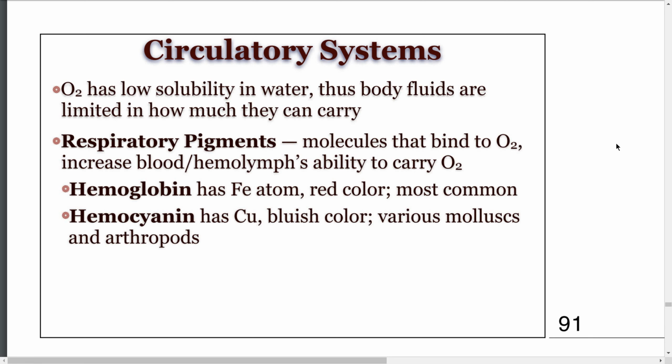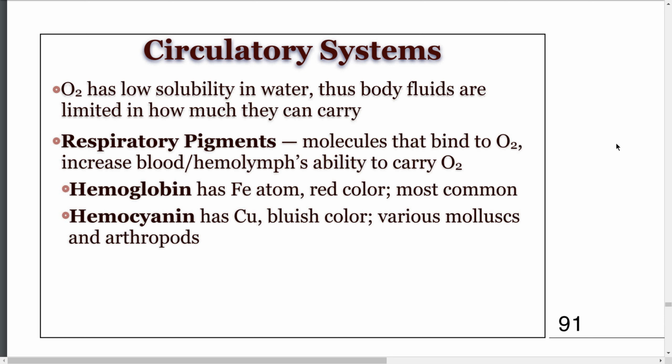So one way to improve the ability of your fluid to carry oxygen is to use a respiratory pigment. A respiratory pigment is a molecule that binds to oxygen and therefore increases the ability of that fluid, or the blood or the hemolymph, to carry the oxygen. And they're called pigments because, in order to effectively bind oxygen, they usually have a metal ion associated with them, and those tend to impart a color to them. The color is sort of a secondary effect of how they work.